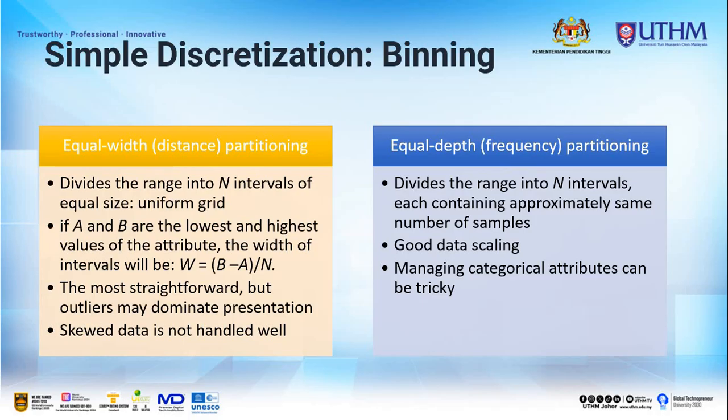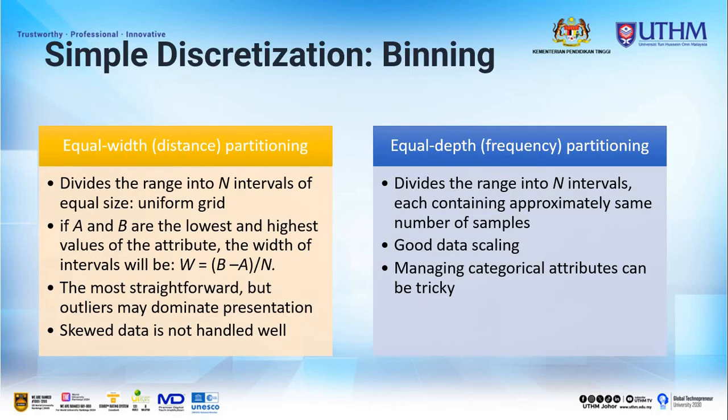For example, you have an attribute ranging from 0 to 100 and we want to create 5 equal width intervals. So N equal to 5, and your range is 0 to 100, which means A will be 0, B will be 100, and we divide by the total bins that you plan, 5. So 100 minus 0, divided by 5, you will get 20. So the interval ranges will be 0 to 20, 20 to 40, 40 to 60, 60 to 80, and 80 to 100. This method is quite straightforward to implement.